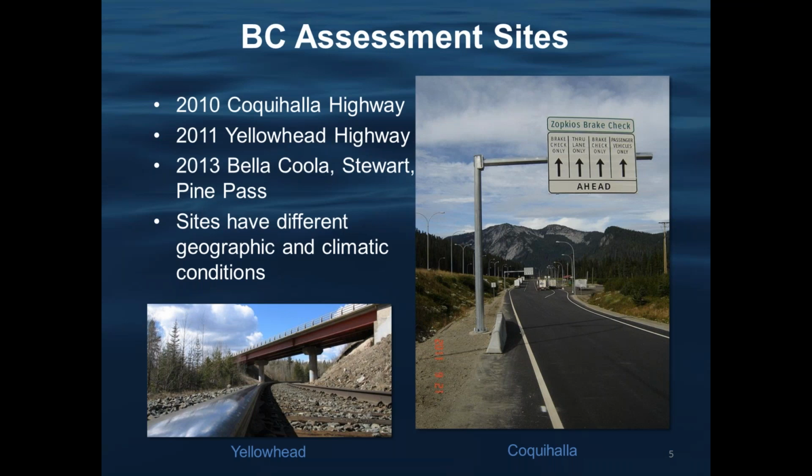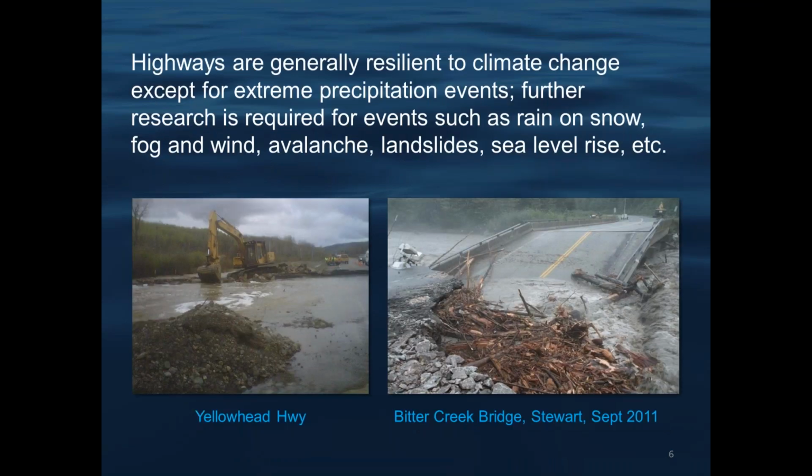The initial sites were selected because they had different geographic and climatic conditions. What we found is that in general our highways are resilient to climate change, with a big exception of extreme precipitation events. Anytime it starts to rain too much, the design criteria that were used in the 60s, 70s, and 80s, the last century, just aren't sufficient to handle the type of precipitation and flow we're seeing now.